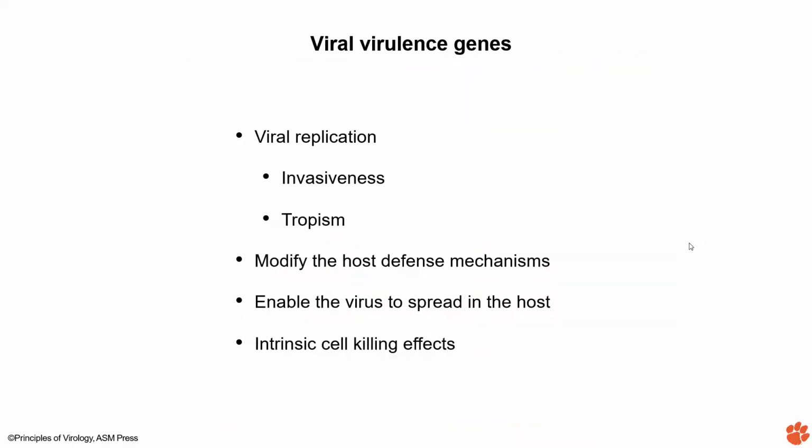All right, so the viral virulence genes fall into mainly four categories. The first one has to do with viral replication, which can be subdivided into invasiveness and tropism. Invasiveness is how infectious or how invasive the virus is, and tropism is which tissues or cells it will replicate in.